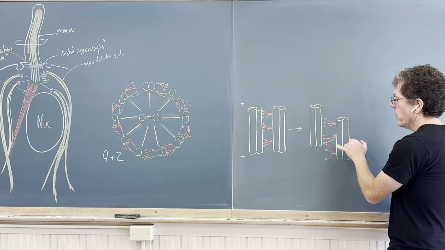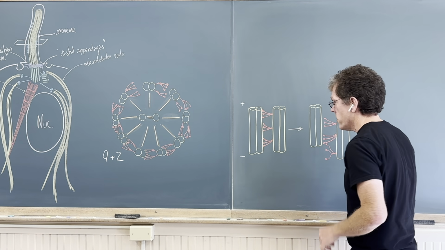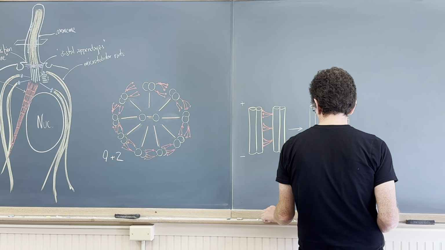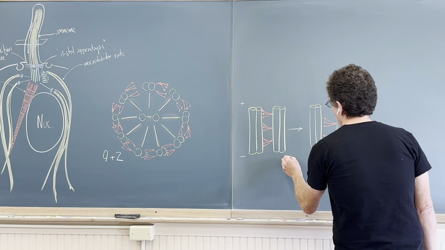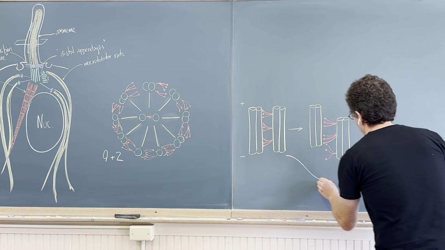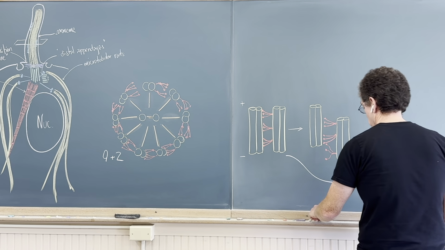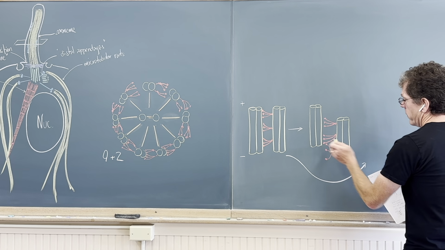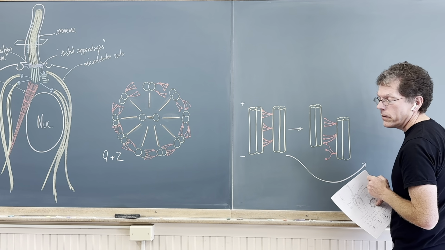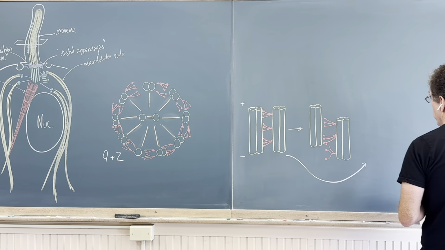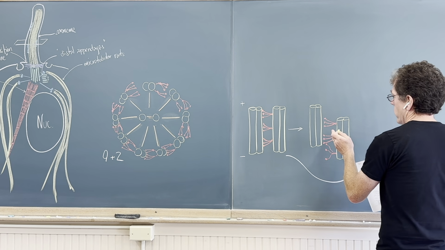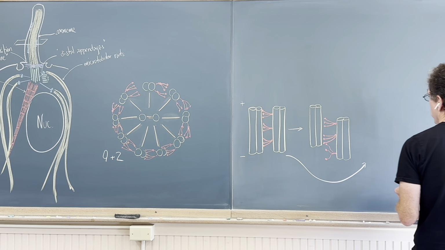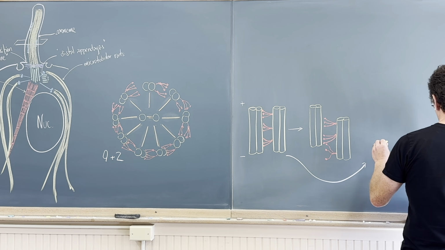Even to the extent that they might run off the ends of each other. Of course, that's not what's happening in the cilium because these things are connected to a common base. The only way to resolve this, if these things are crawling on each other, one after the other, is for them to bend.